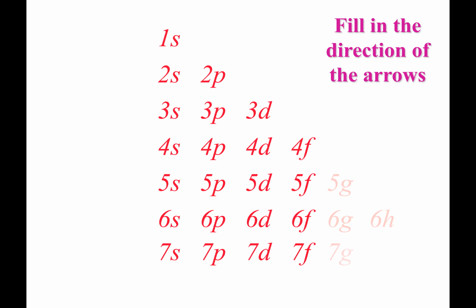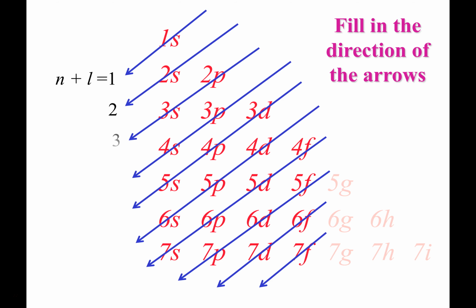So that's the arrow diagram, and it tells you where to put the electrons next. Notice that the g's, h's, and i's are grayed out because we don't need to put electrons in those subshells as long as the electrons are in the ground state. And these are the arrows that I drew. Okay, so again, be able to draw this for your unit exam a week from tomorrow.